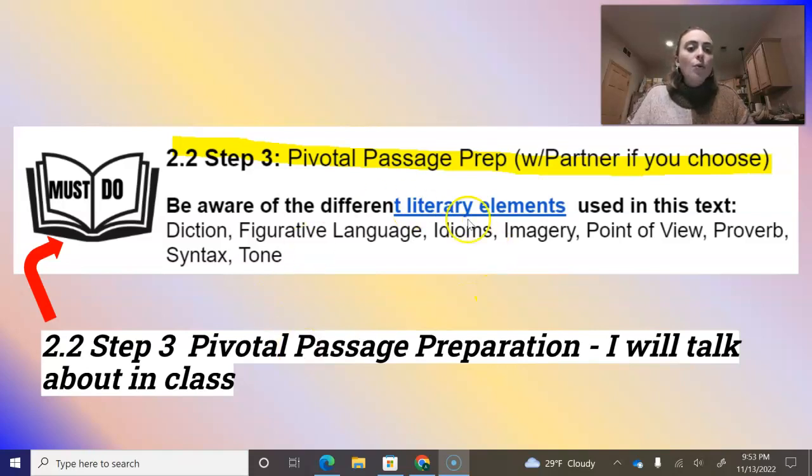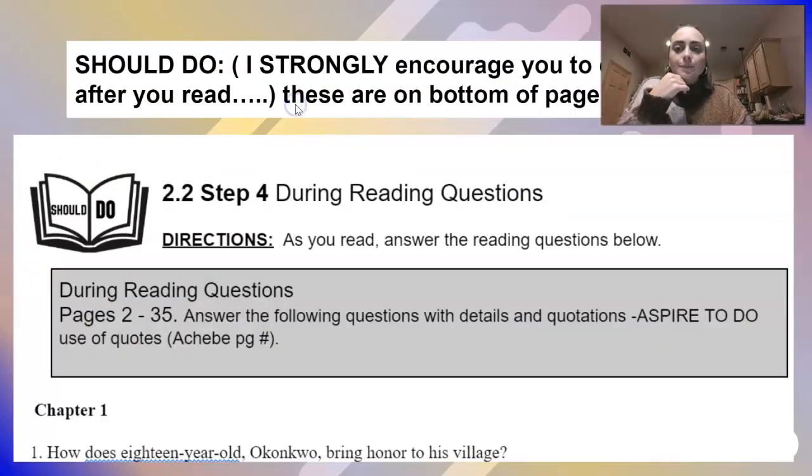This is prep for the summative for this unit. We are going to be doing a pivotal passage analysis as our summative for Things Fall Apart. So each chapter that we read, we will be doing a practice pivotal passage analysis. I will talk more about that tomorrow, but I just wanted to point this out in your packet.